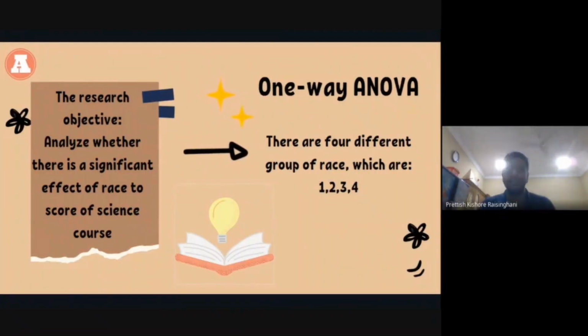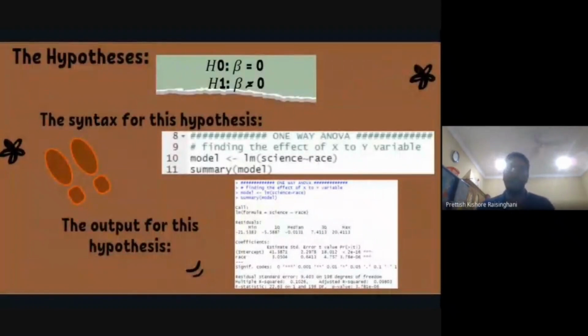My name is Pritish. Today I'm going to be explaining question number 2. In question 2a, the research objective is to analyze whether there is a significant effect of race on the science score by using one-way ANOVA. The dependent variable is science score and the independent variable is race. In this case, there are 4 different groups of race, which are 1, 2, 3, and 4. As shown, this is the syntax and output for this hypothesis.